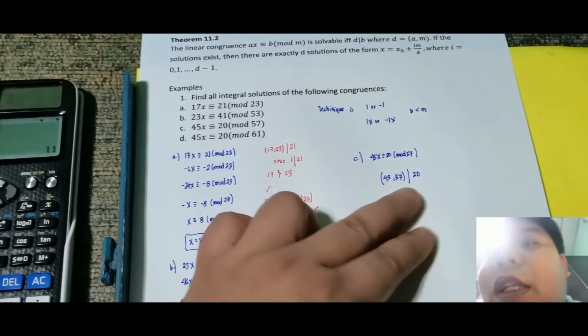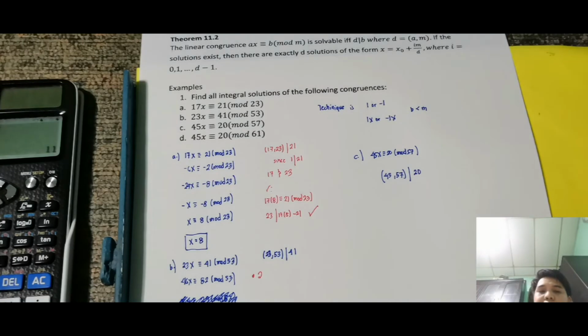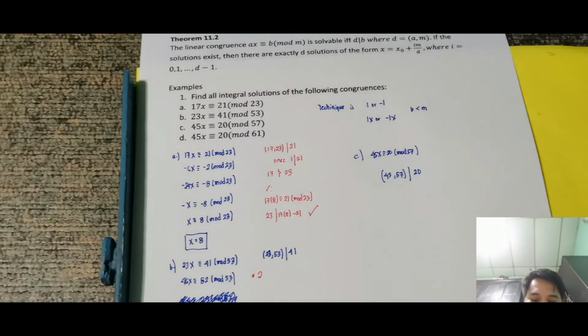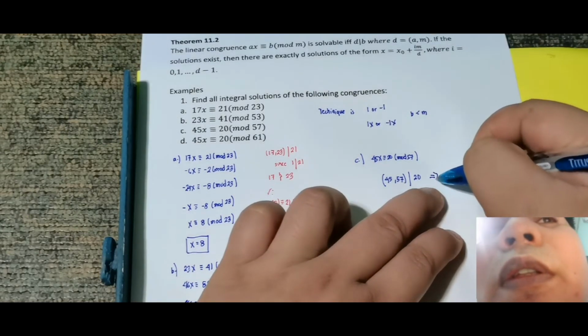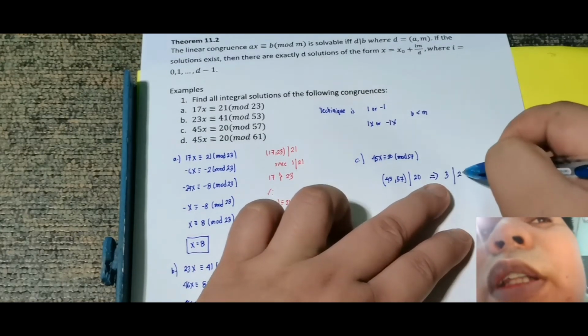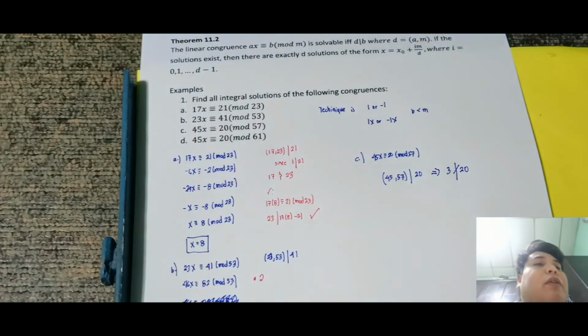divides 20. So, check natin. Ano ba yung GCD ni 45 saka ni 57? So, I think meron to. Okay, so note na ang GCD ng 45 saka 57 is 3, I think. Kasi si 57 divided by 3 is 19. Okay, 45 divided by 3 is 15. So, this implies that 3 must divide 20, but 3 does not divide 20.